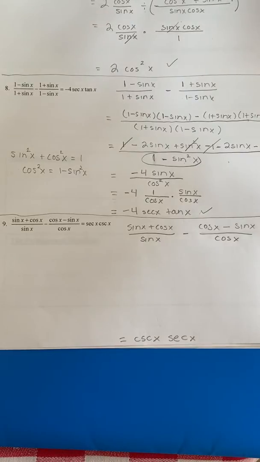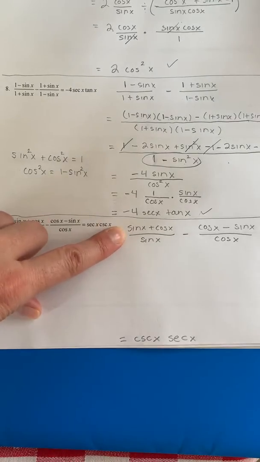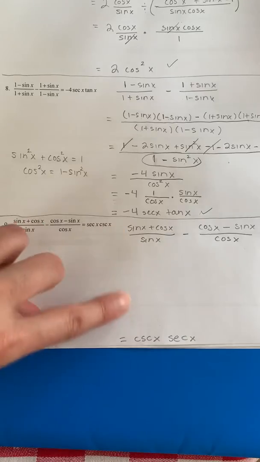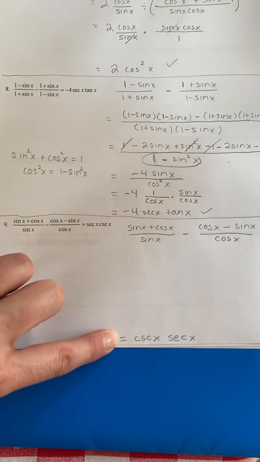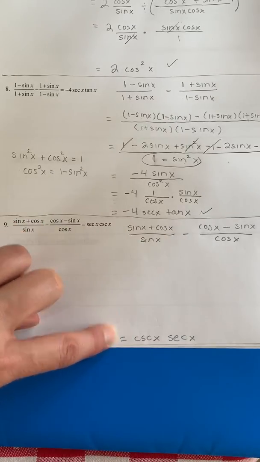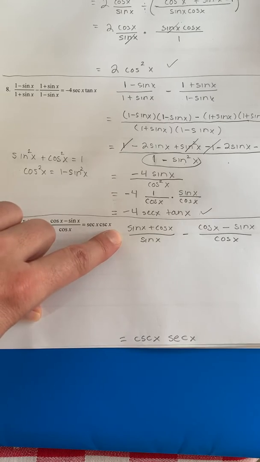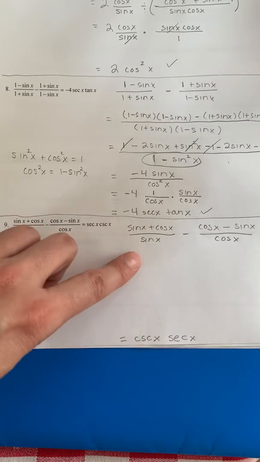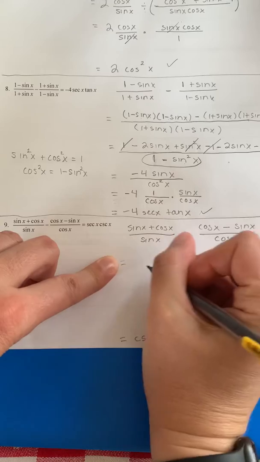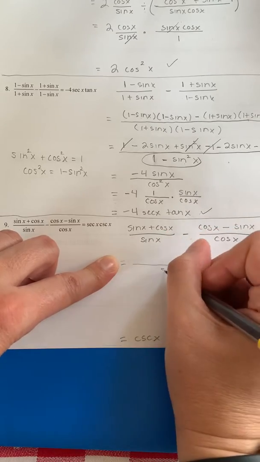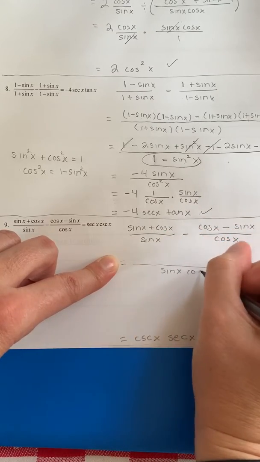We're going to be looking at example 9 in your section 3.1 notes. So we're going to start with the more complicated side with the fractions and try to get down to cosecant x and secant x. So once again, we're going to start with a common denominator. So we can see that the sine x fraction needs a cosine x.